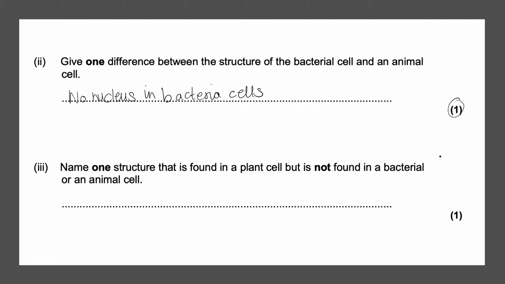Name one structure that is found in a plant cell but is not found in a bacteria cell or an animal cell. Well, a plant cell has a vacuole and chloroplast. You just need to state one of them to get the mark.